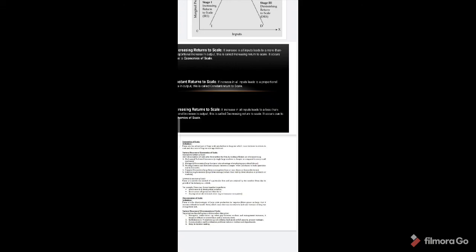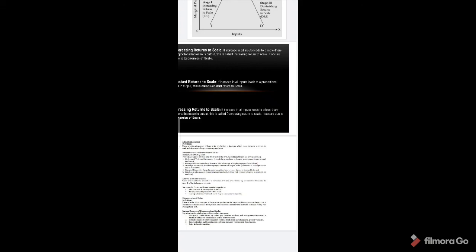Now we have got external economies of scale, which is the second kind of economies of scale. These are outside the control of a particular firm and are attained by the member firms due to growth of the industry as a whole. For example, firms may cluster together to perform joint research and development activities, development of a specialized labor force, sharing extra risk with each other, for example in insurance companies.